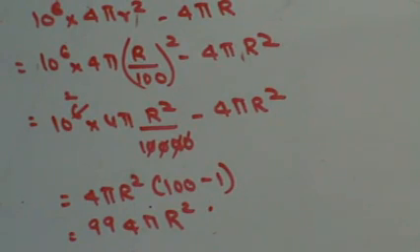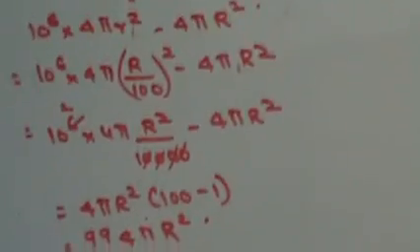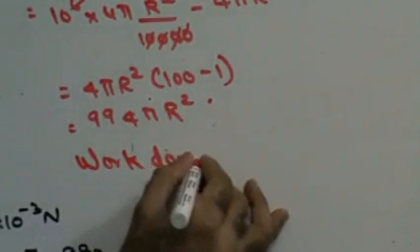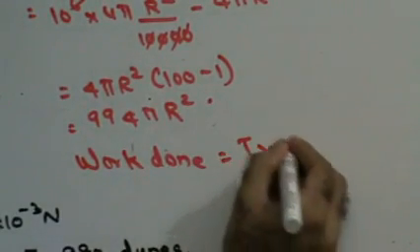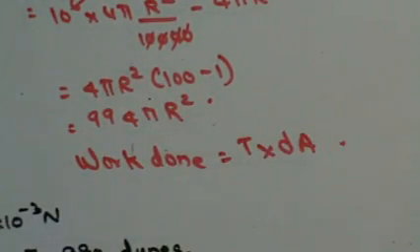I can say work done is tension into increase in surface area. Tension is given to you, increase in surface area you just found out. You also found out the radius of the droplet, so you should be able to find out the work done. Fine, do we get this thing here?